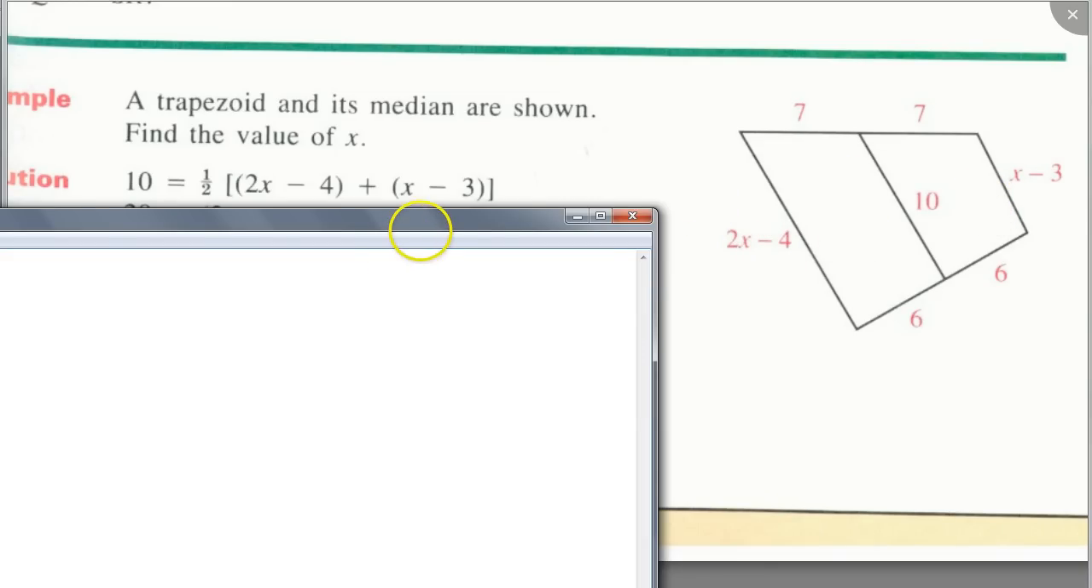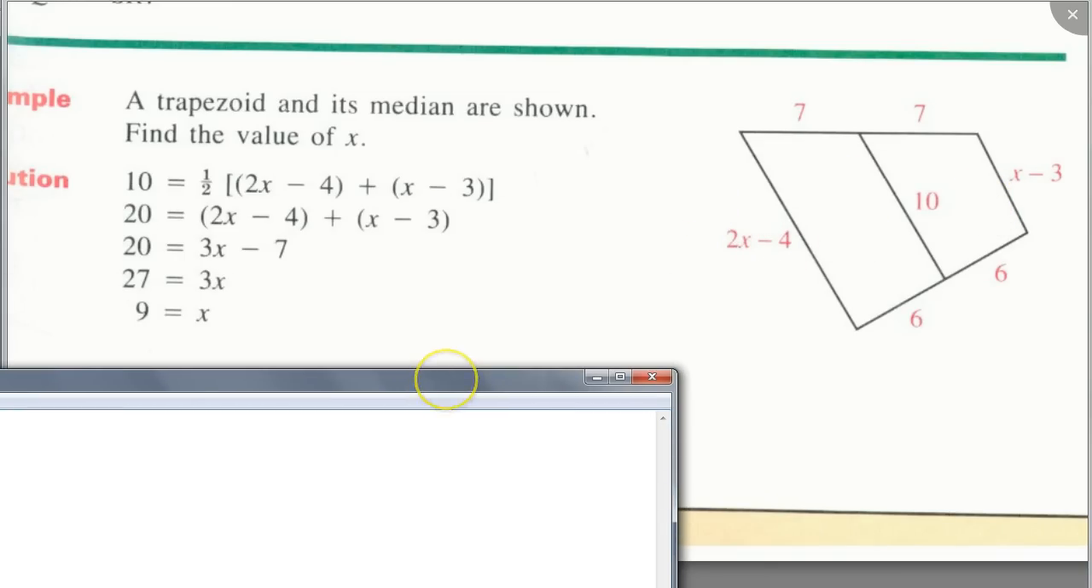How many people got the answer as 9? Any question? Raise your hand. You guys all got this? Any questions? Okay, no questions. Can you do something like this for your homework? Yeah. All right, good.